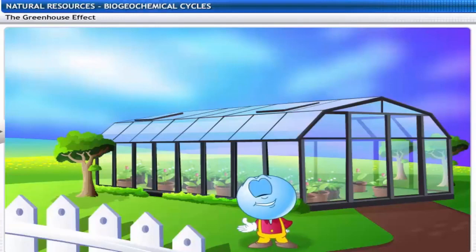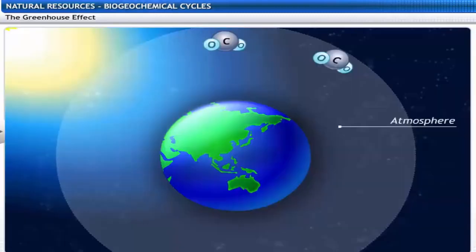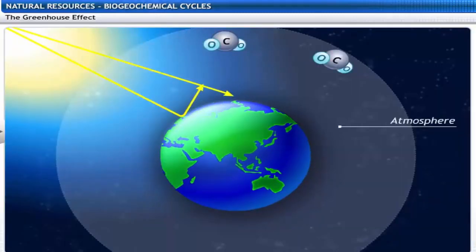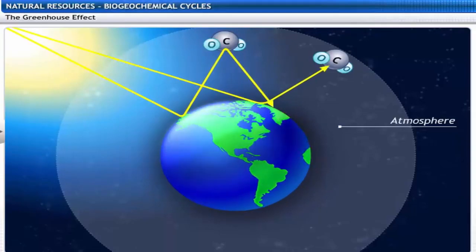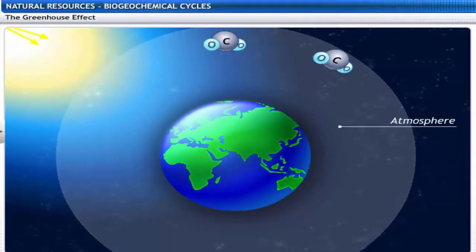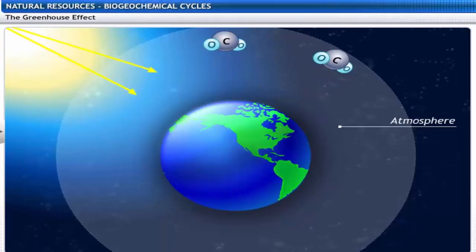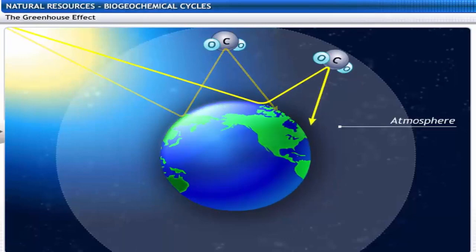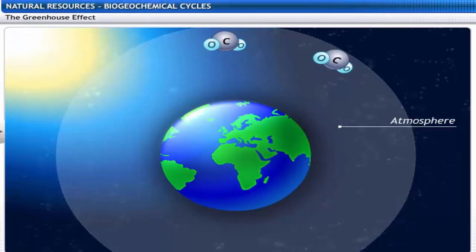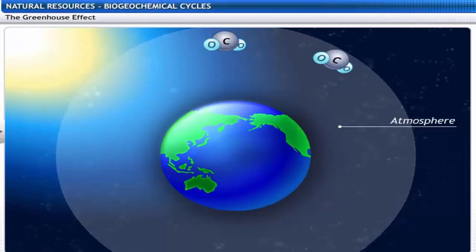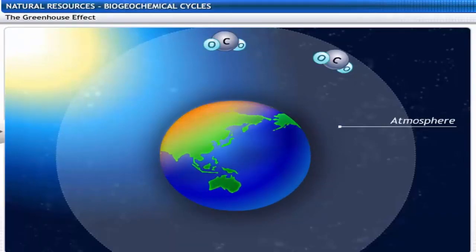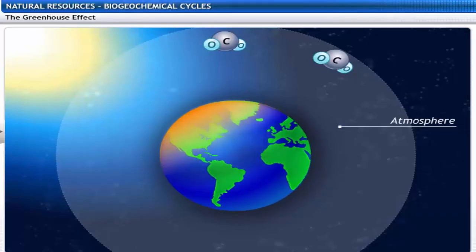You must be wondering, what greenhouses have to do with the biosphere? Take a look. Solar radiation reaching the Earth is reflected back into the atmosphere. Although much of this radiant heat is lost to space, atmospheric gases like carbon dioxide trap the heat. This is called the greenhouse effect. It keeps the Earth warm to sustain life.